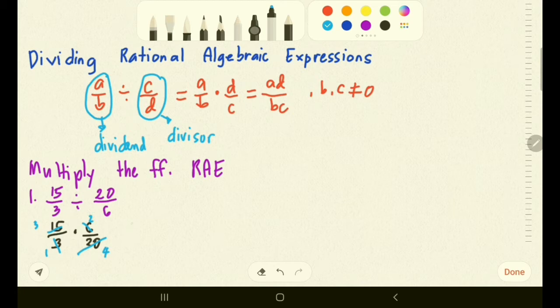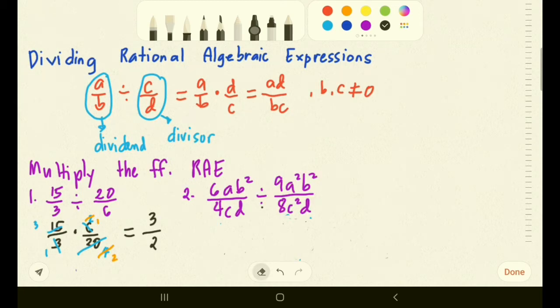And you multiply the remaining numbers. But notice you have your 2 and 4. You can still factor that, in which their GCF is 2. Let's factor that out. 2 divided by 2 is 1, and 4 divided by 2 is 2. Simplify: 3 times 1 is 3, and 1 times 2 is 2. So the answer is 3 over 2.